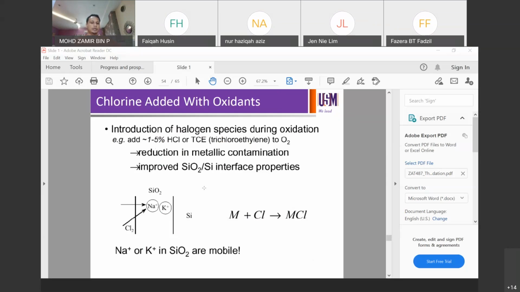We know that sodium or potassium ions are mobile in the oxide layer. So by having chlorine in the equation here, M plus Cl, where M is your metallic contaminant, either sodium ions or potassium ions, it will react with a chlorine species to form MCl, a compound that can be removed after the process. Therefore, you have managed to remove your mobile charges in the oxide layer.